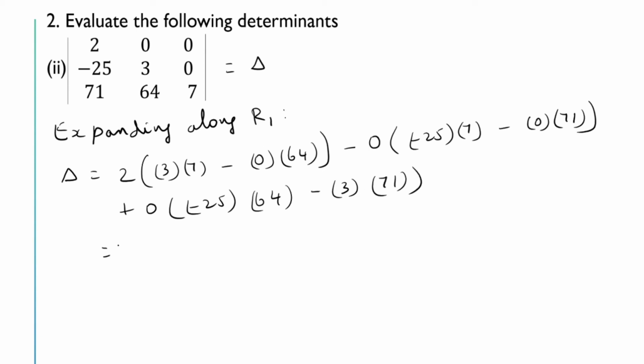So this is equal to, here 0 into anything is 0, here also 0 into anything is 0, this is also 0, 0 into 64 is 0. So we have only 2 into 21. This is equal to 42.